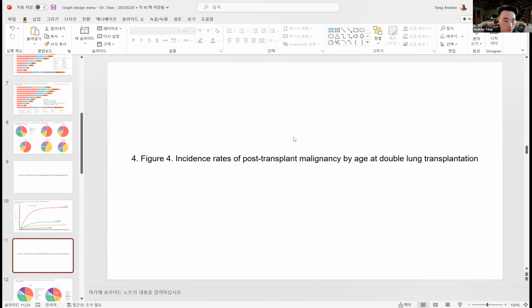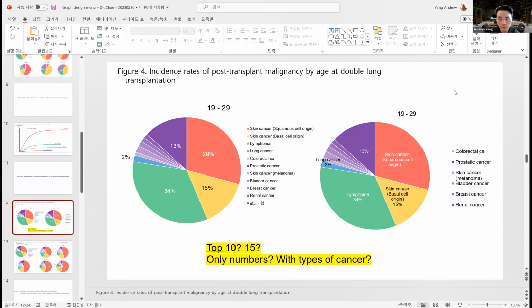This one is figure 4. So this is the incident rate pie chart by age. So this is what I wanted to ask. We can put the legend here, or we can put these big legends like this. Which one do you prefer? The right one.